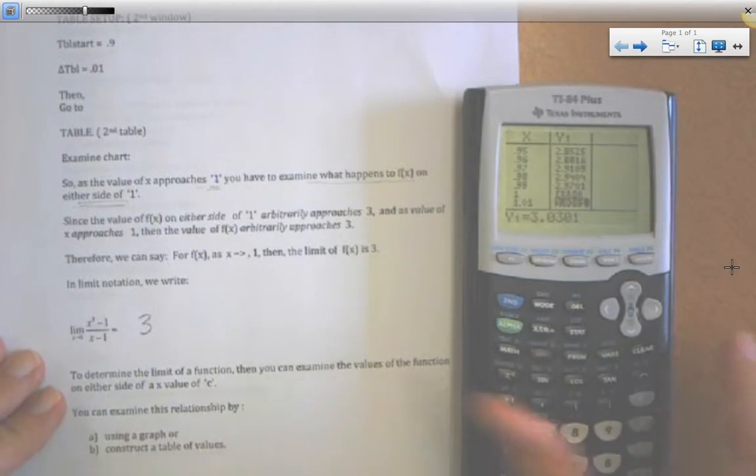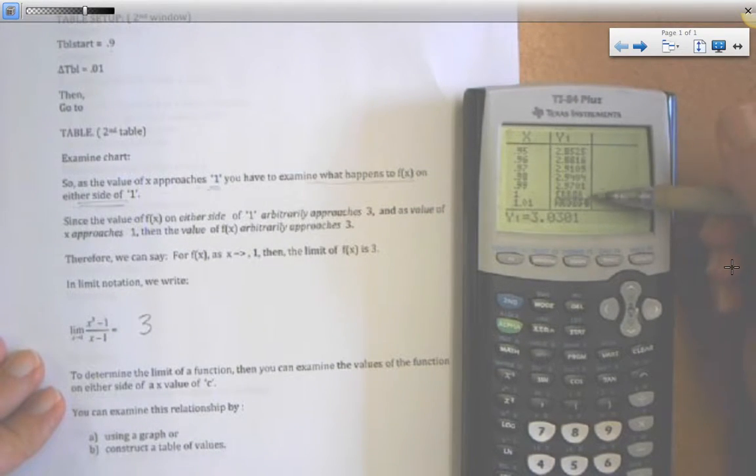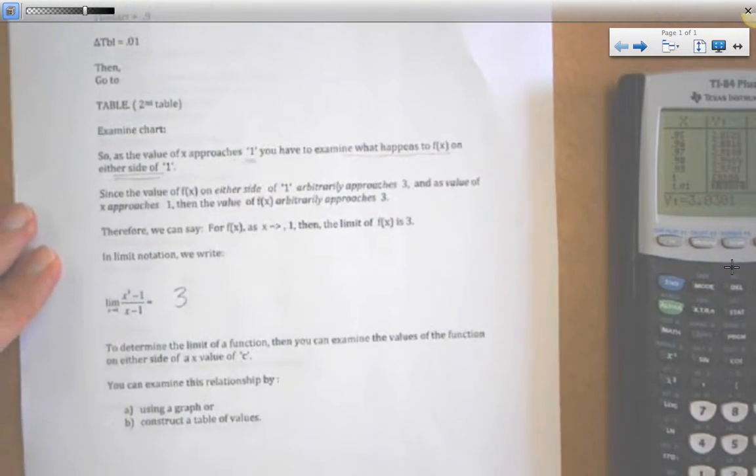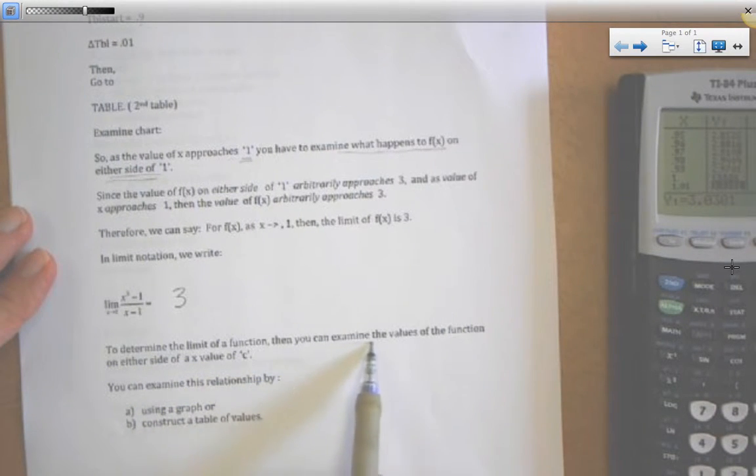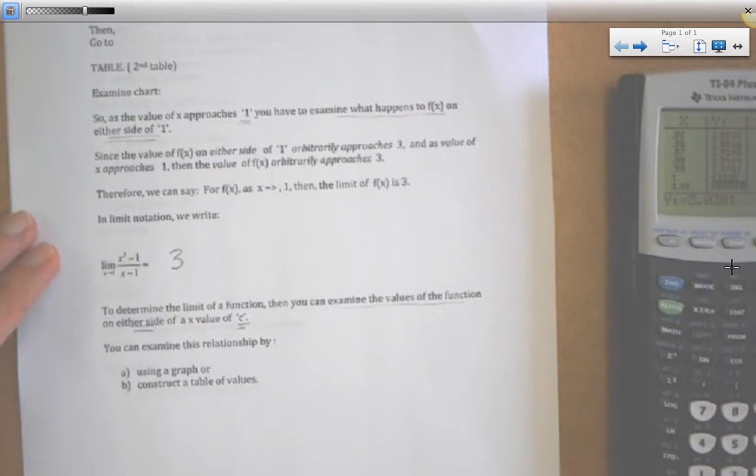Because the y values on either side of 1 get closer to 3. Notice I didn't care what happened at 1. I wasn't concerned about the value of the function at 1. I was concerned about the values of the function on either side. So notice, to determine the limit of the function, you can examine the values of the function on either side of whatever limit you're trying to determine.